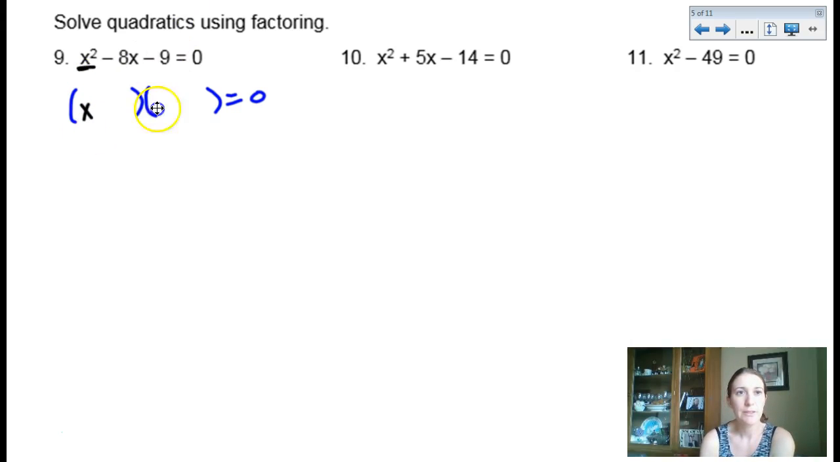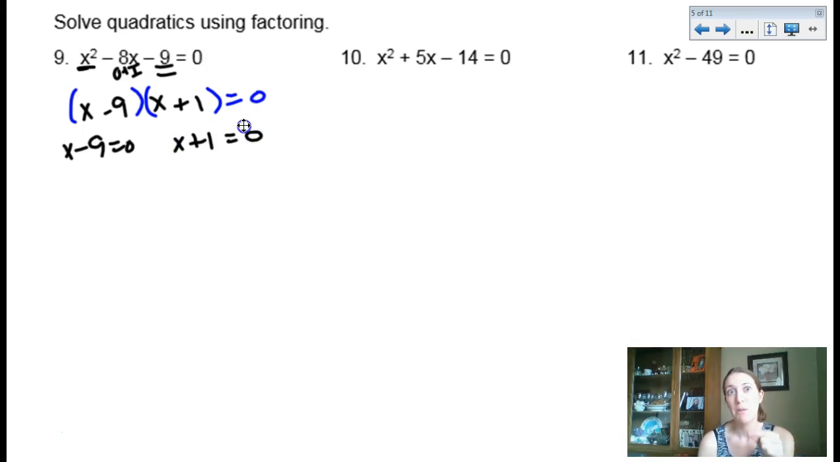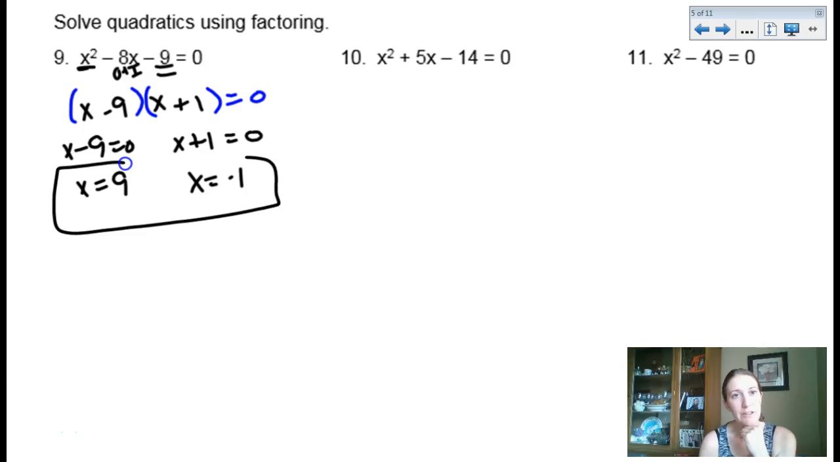And then we want to reverse FOIL or undistribute, or however you want to think of it, x times x for the first parts. And then I want my last two terms to multiply to -9, and I want my outside inside to add up to -8. That was a pretty simple one, right? So that'd be a, I say that and then I mess it up, -9 and a +1. But we're solving these quadratics by factoring. So now you have to take your factors, and then each one has to take their turn to be 0, because either one of those factors could be 0 for this product to come out to 0 as a solution. So x equals 9 is one possible solution, and x equals -1 is another.